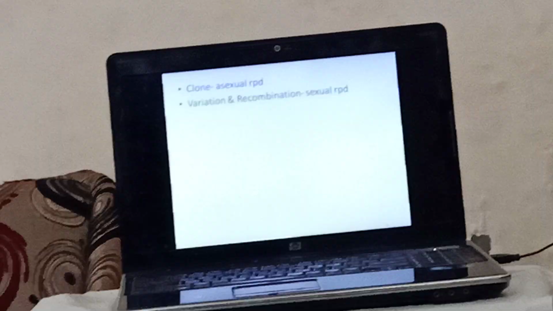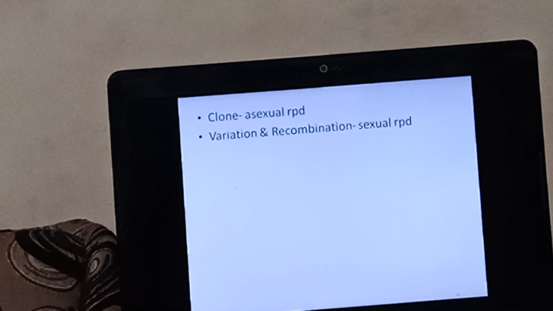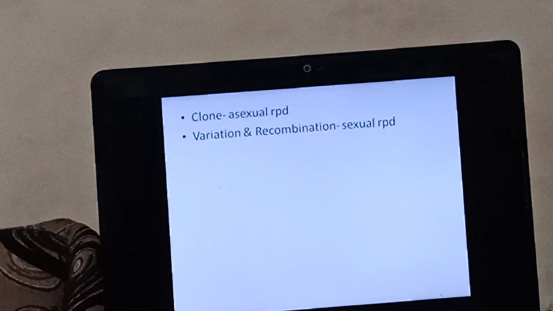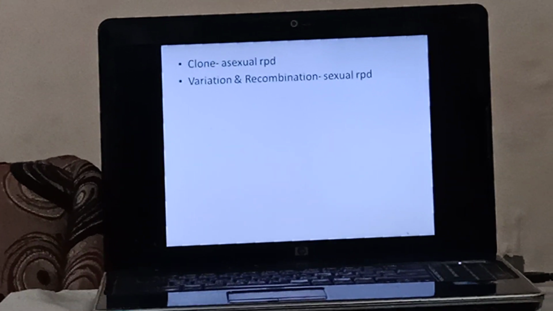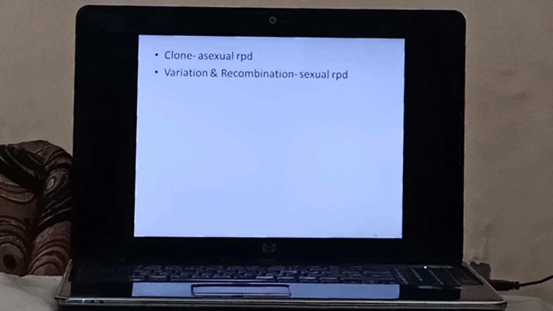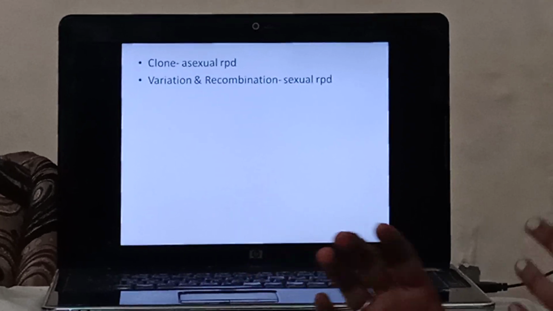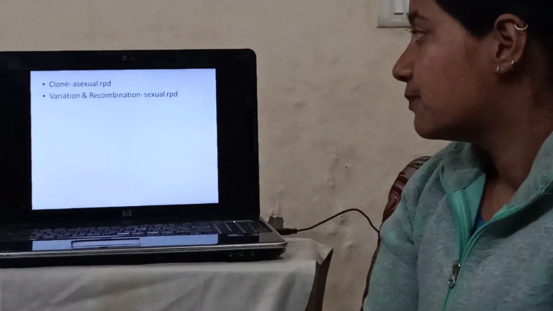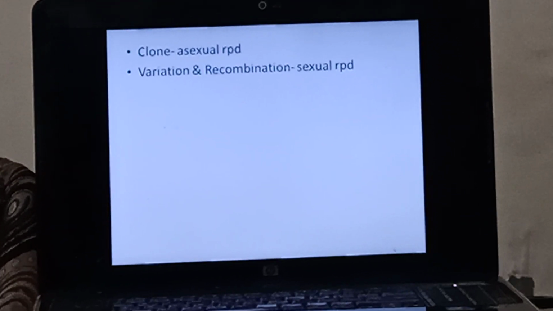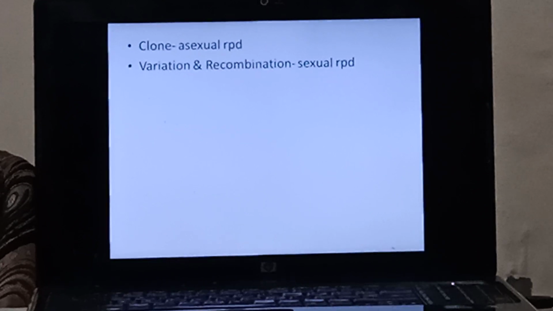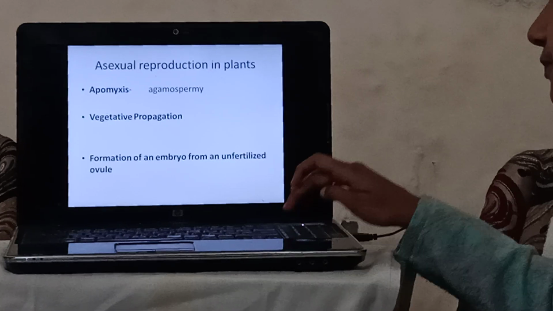In asexual reproduction, most of the time we use the term clone. What is a clone? A clone is when the offspring is genetically similar to the parent. There is no differentiation. We can't distinguish whether it is the child or the parent. Means they look similar. Sexual reproduction involves variation and recombination. In sexual reproduction, the offspring is genetically different from the parent.